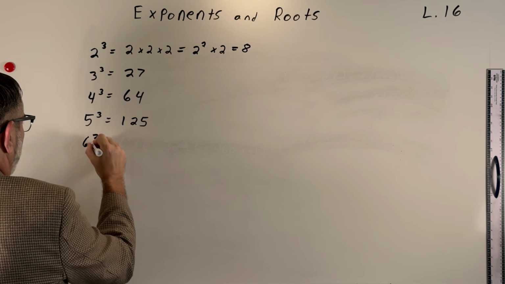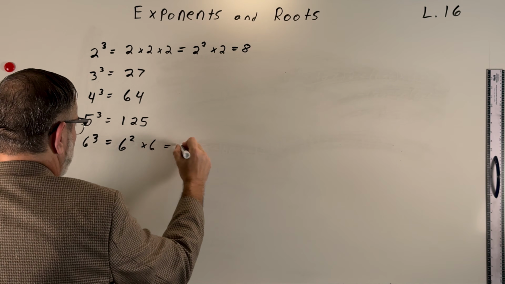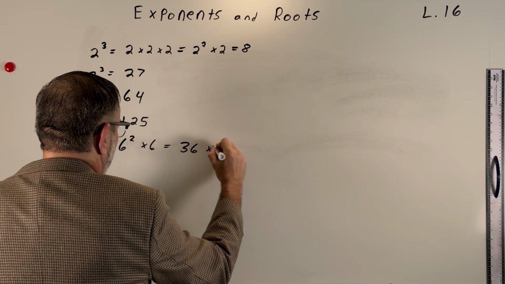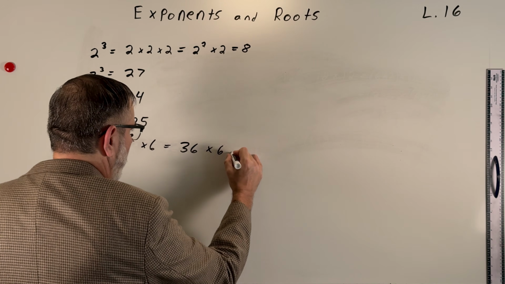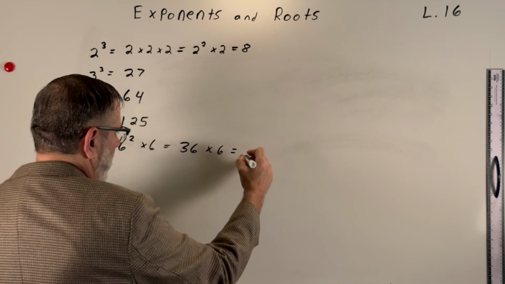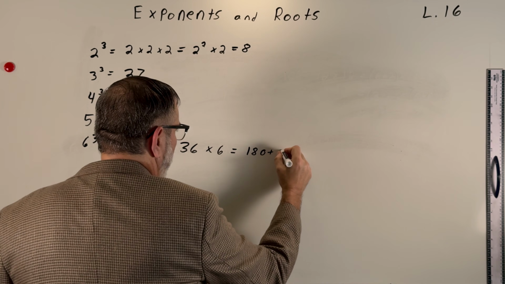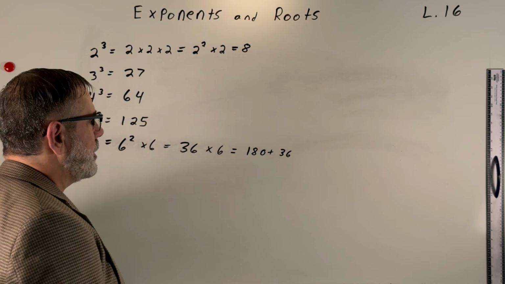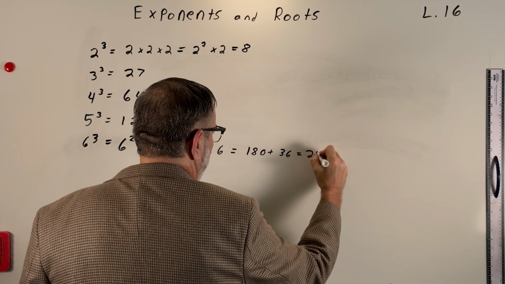All right, 6 cubed, that's going to be equal to 6 squared times 6, which is 36 times 6. And what is 6 times 3? 18. So 6 times 30 would be 180. Plus, what is 6 times 6? 36, of course. What's 180 plus 36? That's going to be 216.